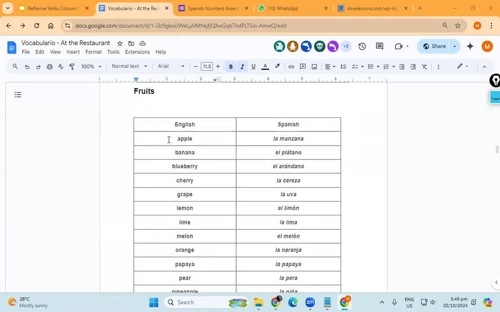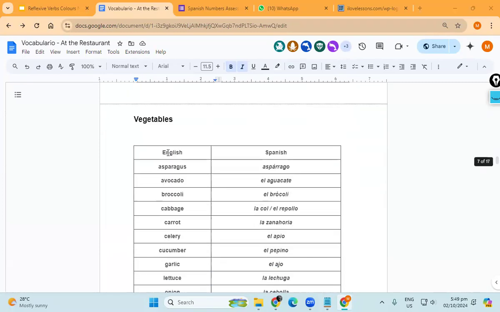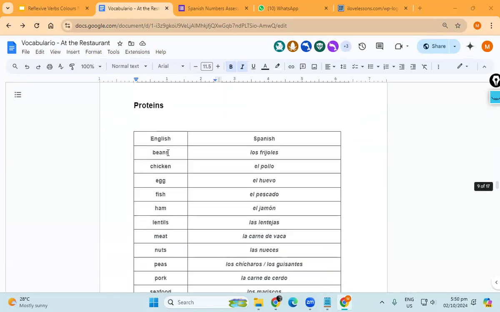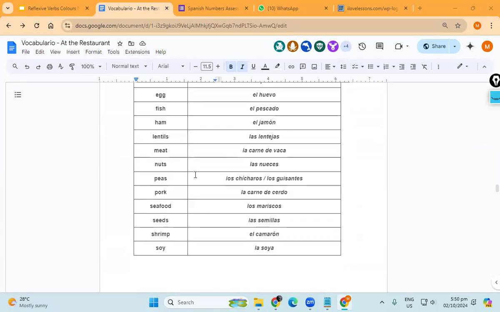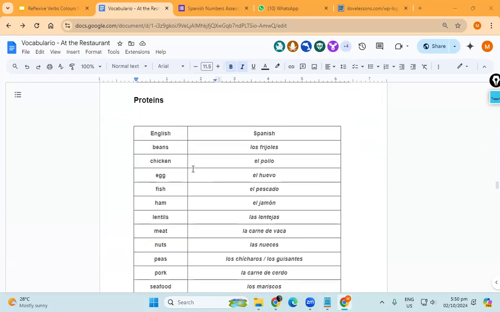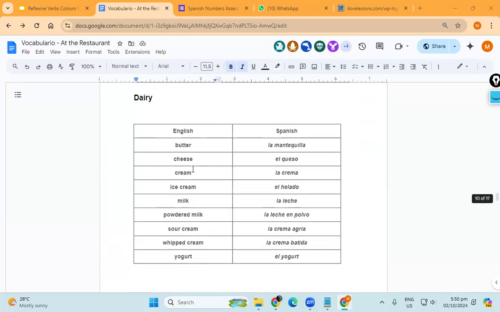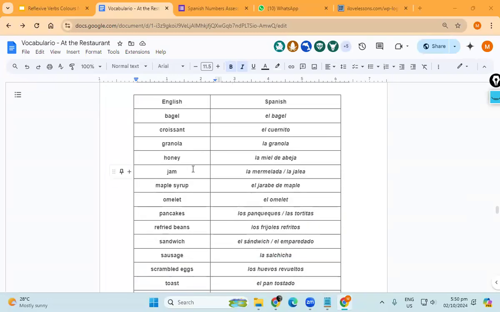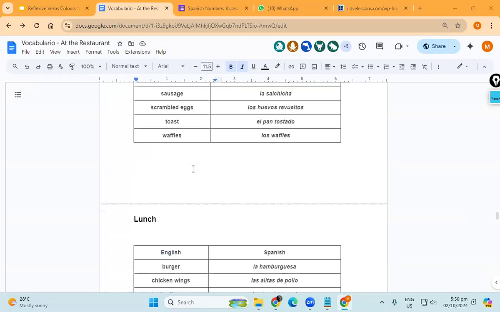And then down here is a list of fruits, a list of vegetables, a list of grains. So food, right? Basically food, proteins, the different types of meats you might order, or the different types of beans you might order, dairy. The waiter might want to tell us what is in the dish, or you might want to say something that you cannot have because you're allergic to it.